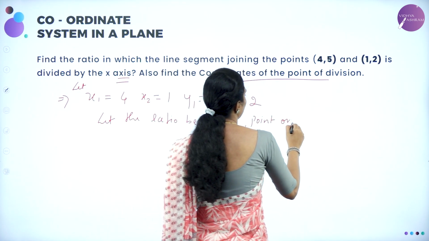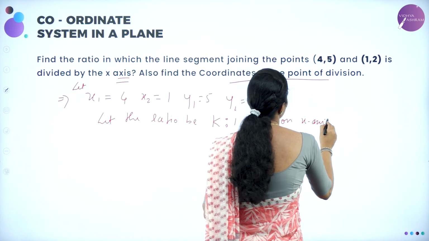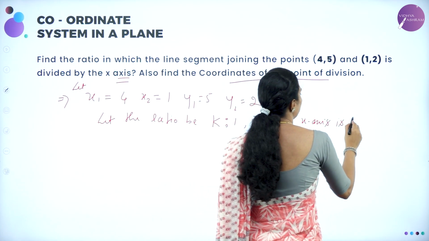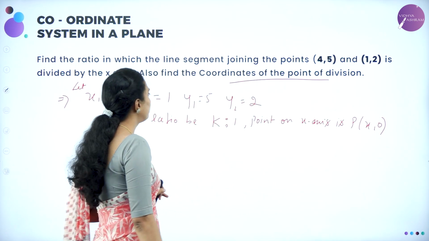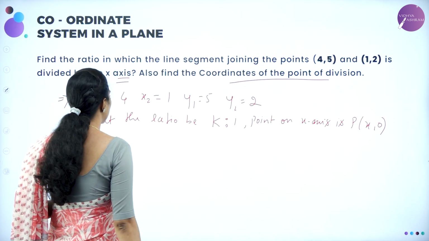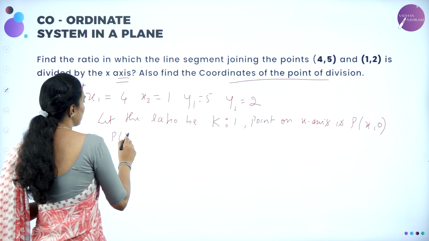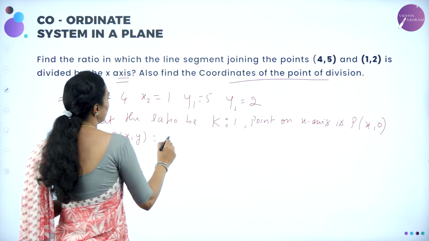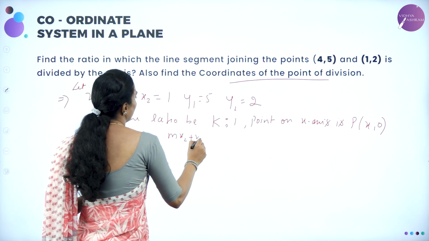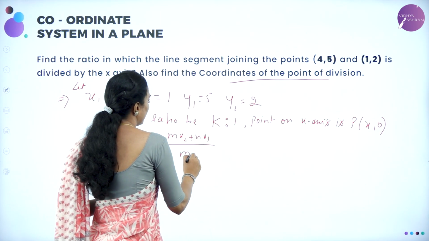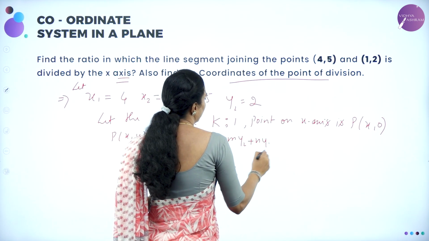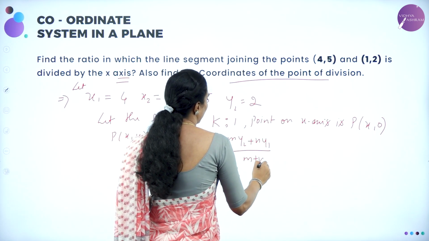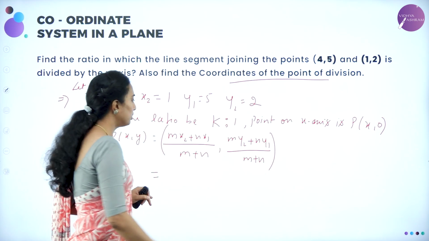The point on the x-axis is P of x, 0, because the y coordinate will be 0, right? So what are we going to take it as here? P of x, y is equal to mx2 plus nx1 divided by m plus n, my2 plus ny1 divided by m plus n.